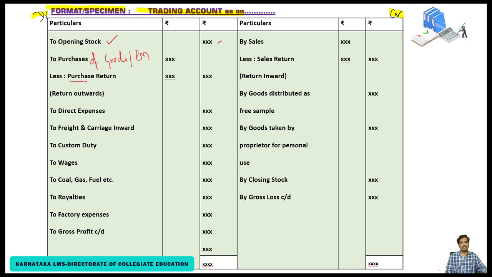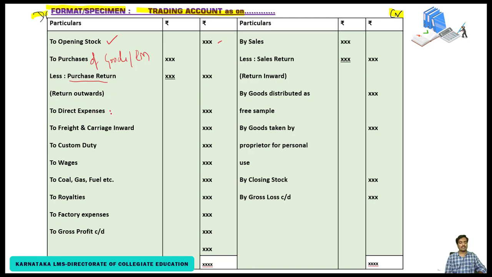And purchase returns must be eliminated from the purchases. If there are any purchase returns, that should be deducted from the purchases. So if there are any purchase returns, we have to eliminate them in purchases. That is also known as return outwards. So we also call it return outwards.